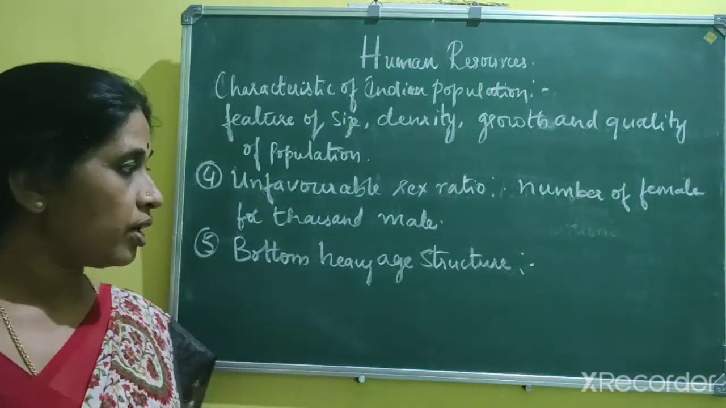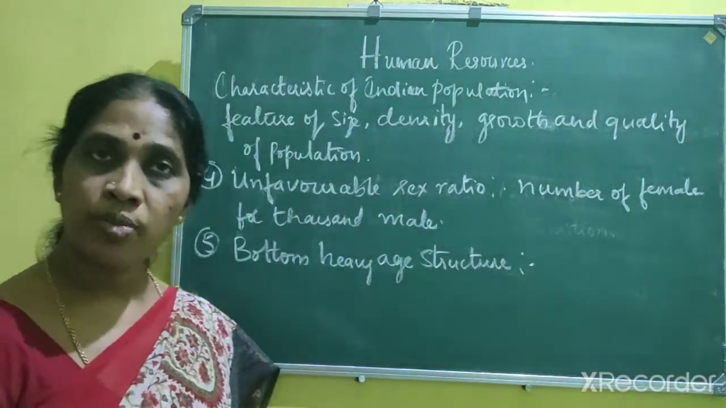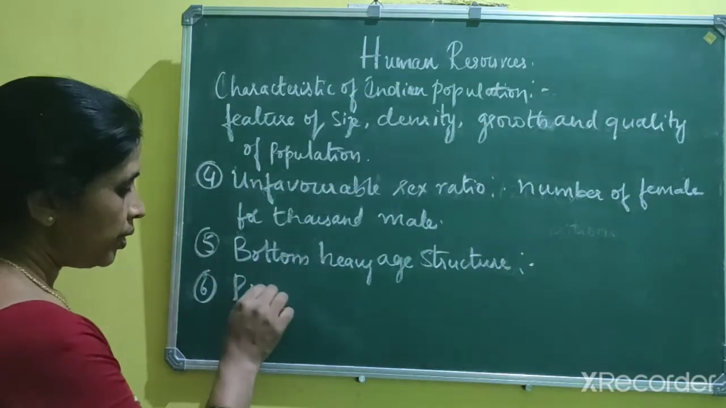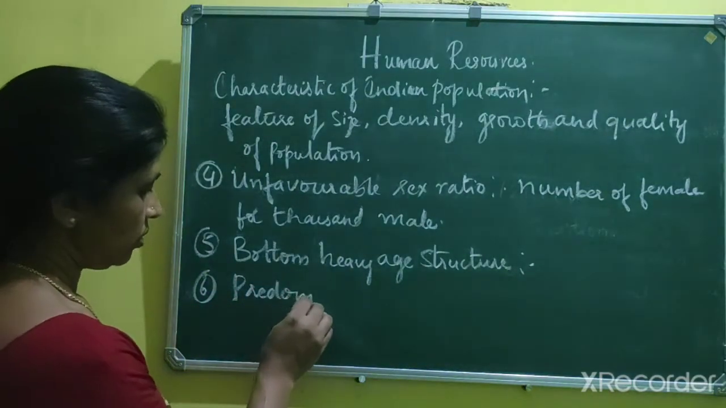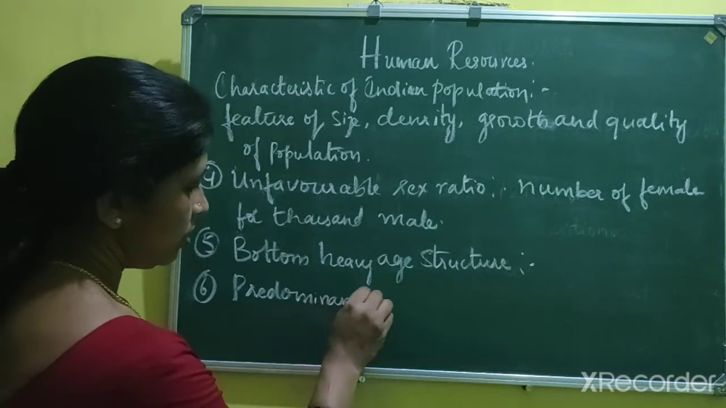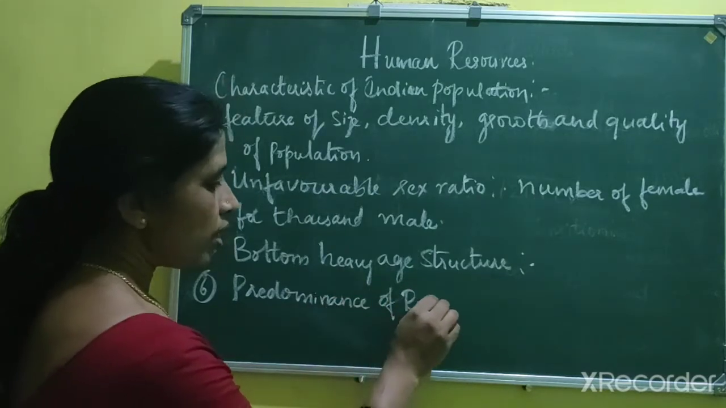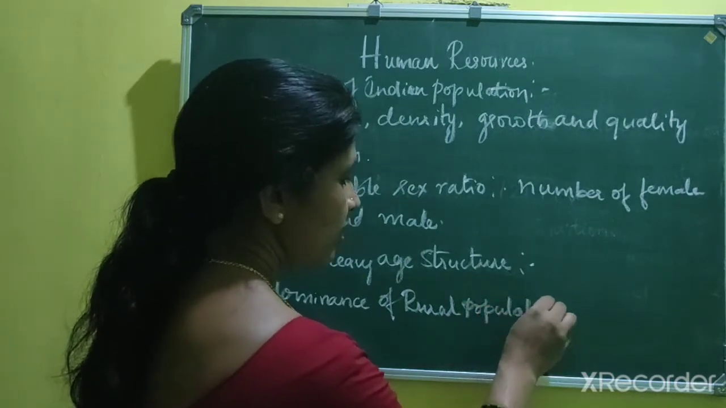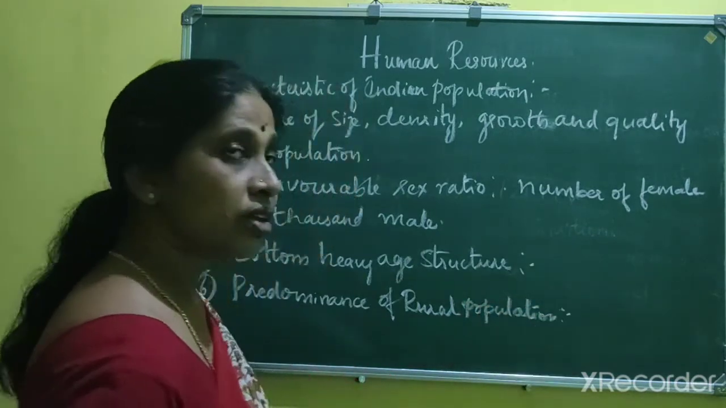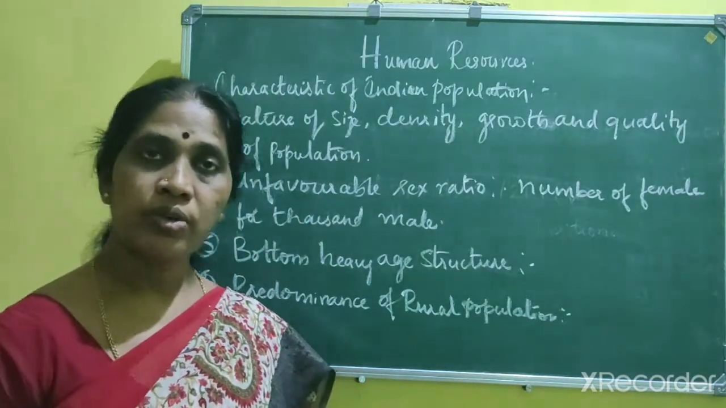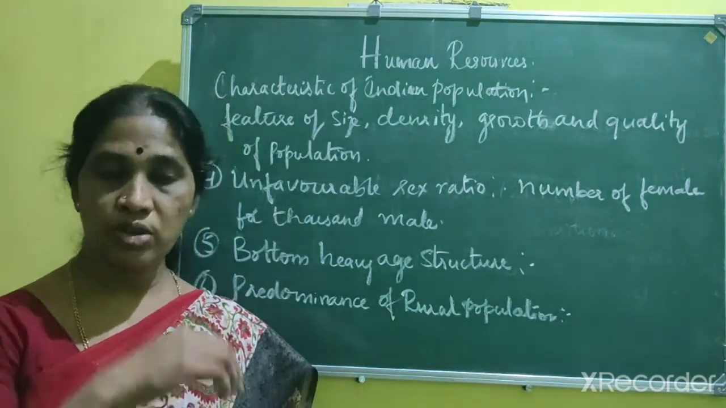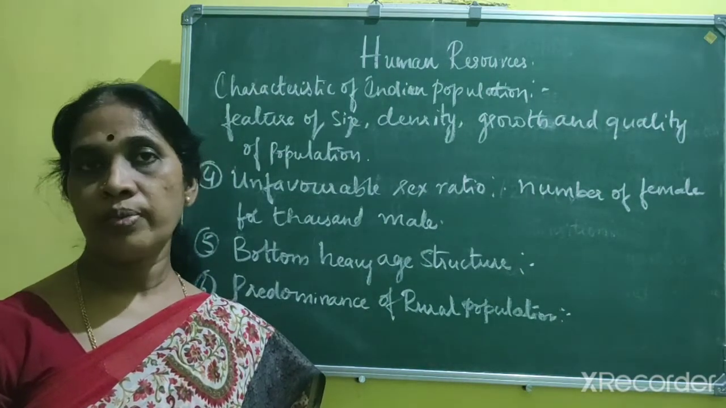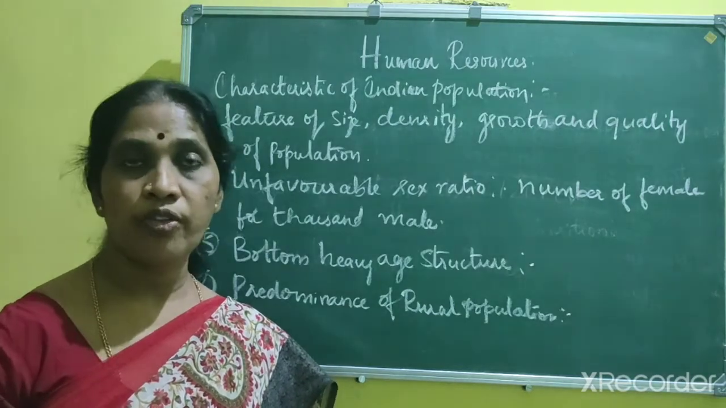The next characteristic of the Indian population is a predominance of rural population. You know that India is a land of agriculture. It means most of the people of India still depend on agriculture as their main occupation. So this dominance of rural population and agriculture is also one of the factors.